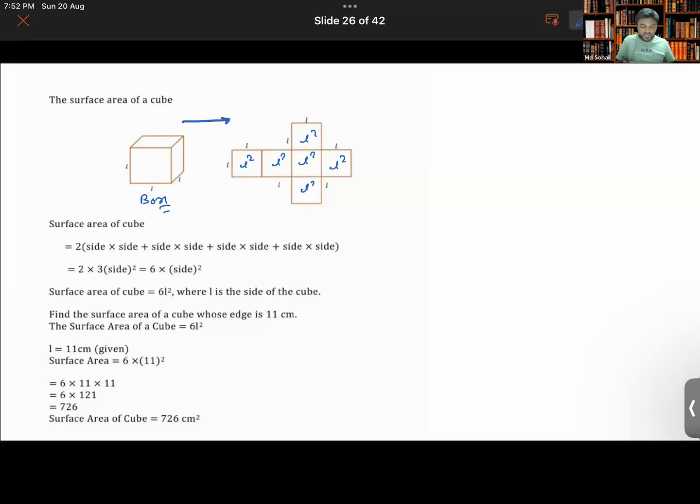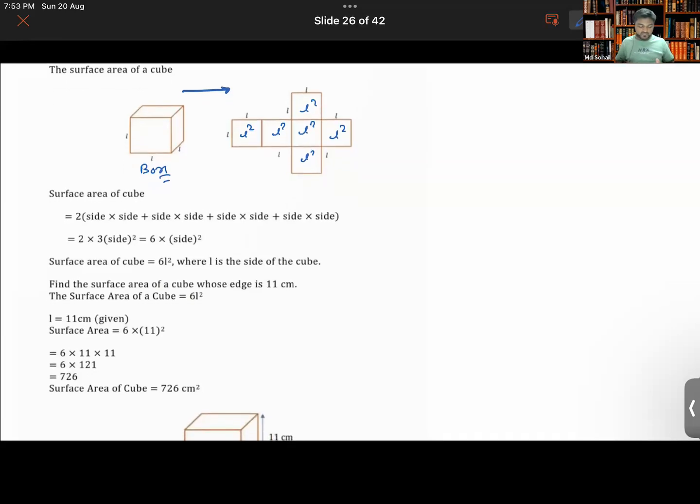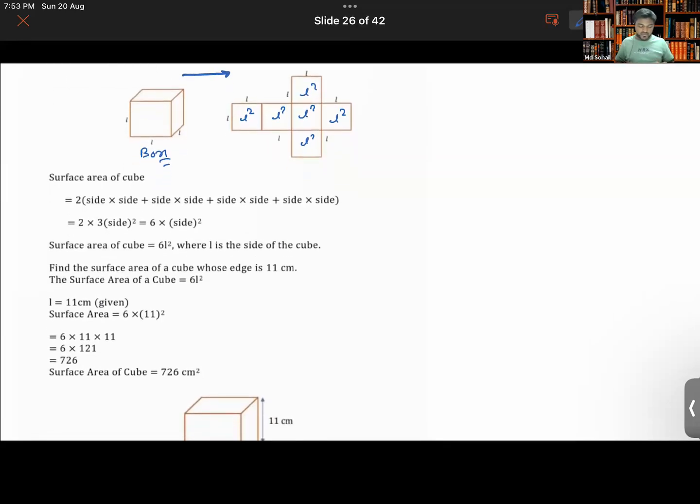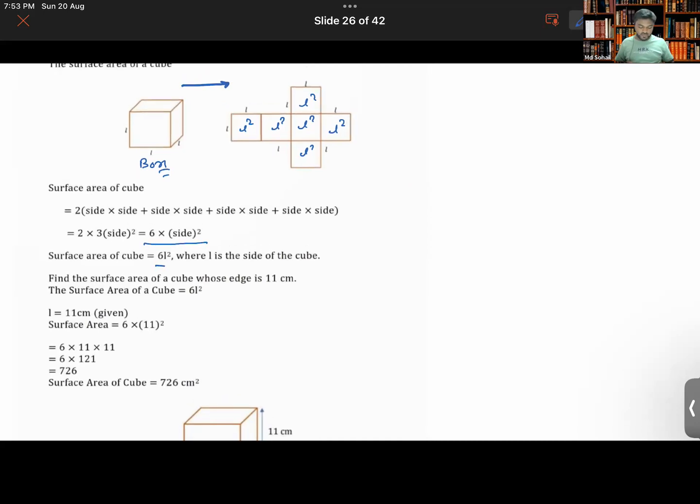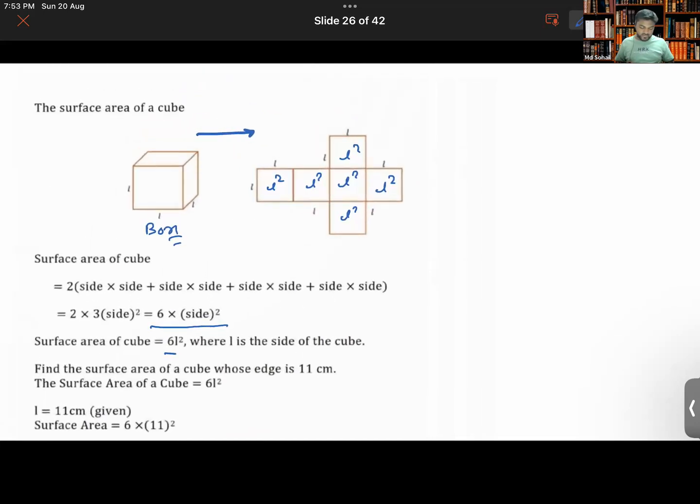So simply add all of them, right? So it will be what? 1, 2, 3, 4, 5, 6. 6 L square. So you will be getting 6 L square here. Now here's the question. Look at the question.